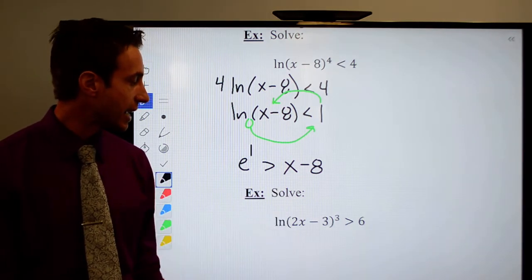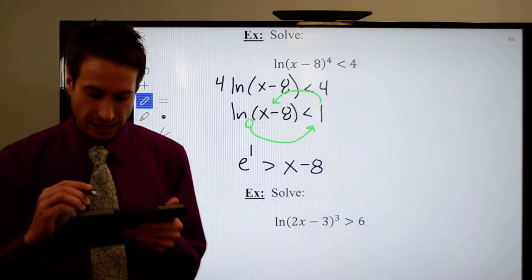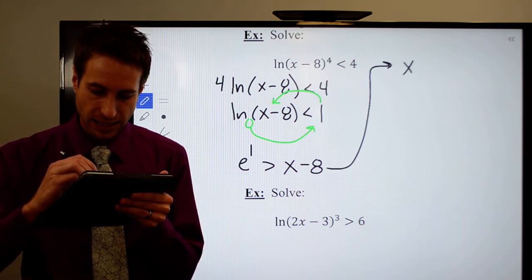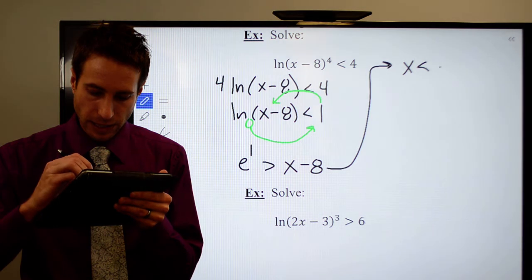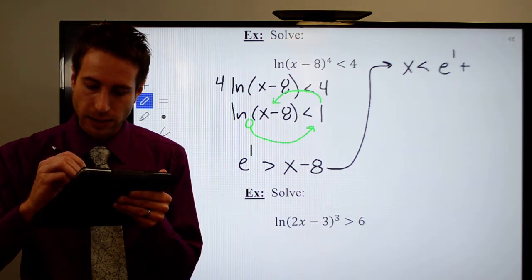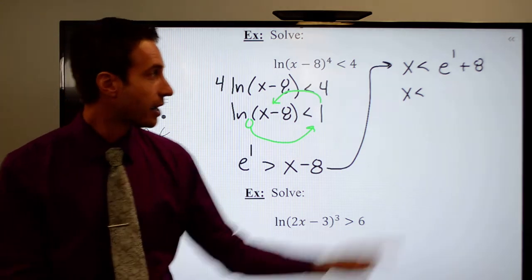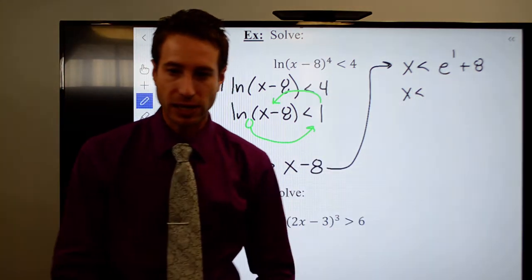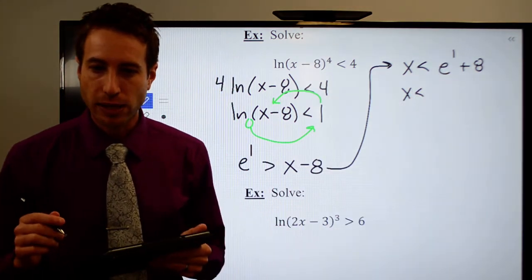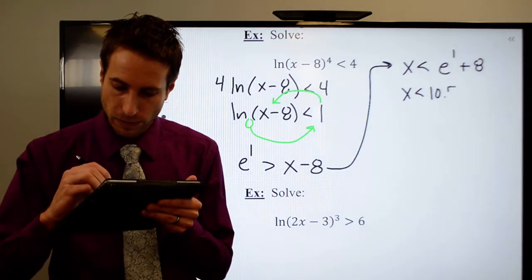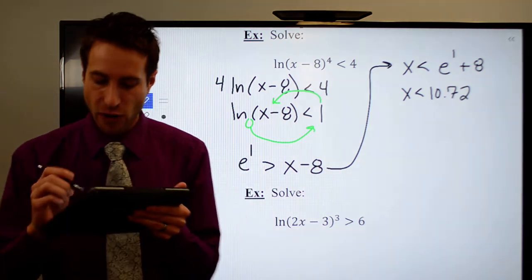Now all I need to do to get that x by itself is add 8 to the other side. And so what I wind up with is x is less than e to the 1st plus 8. Well, you can do that on a calculator. e to the 1st power plus 8, I get approximately 10.72. But now I need to be very, very careful.